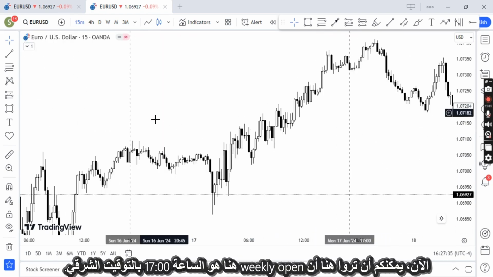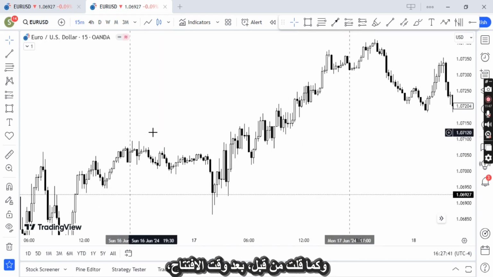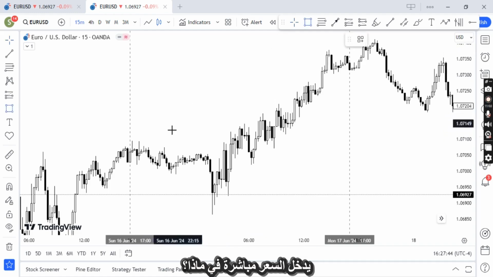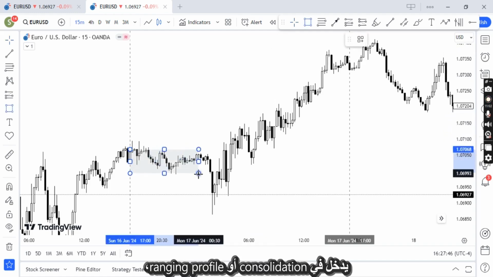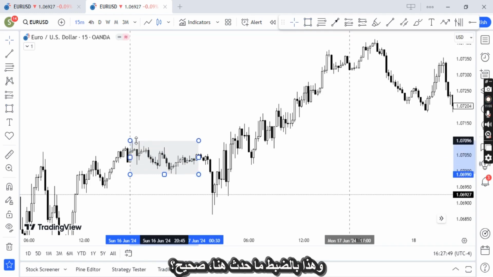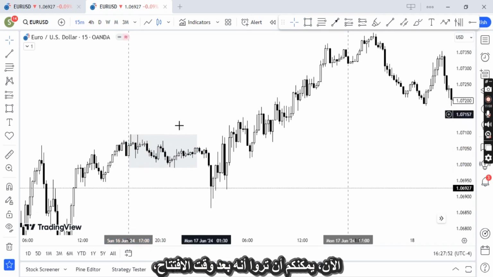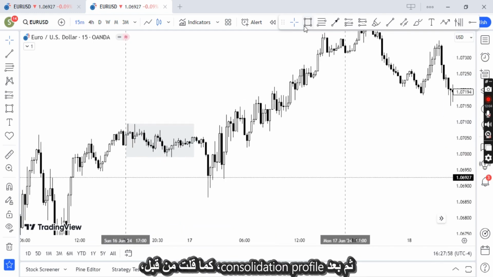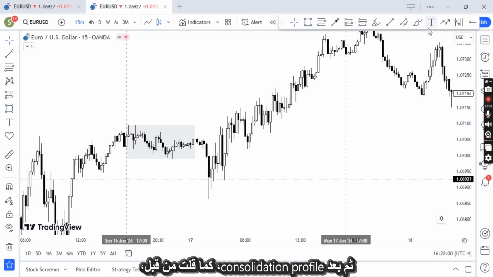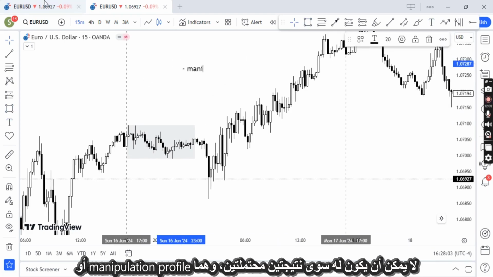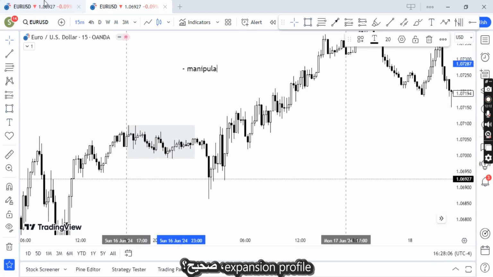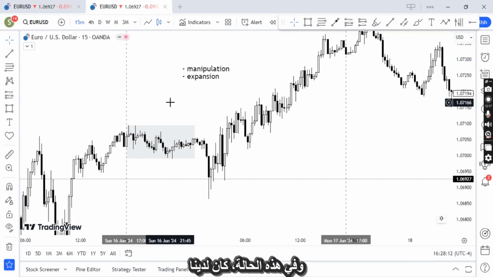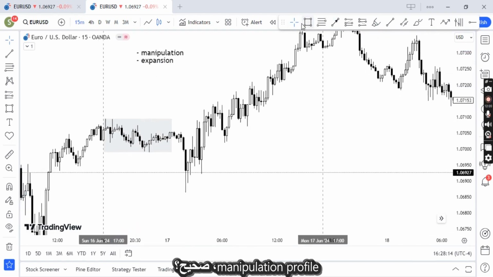Right. Now you can see right here that the weekly open is 17:00 Eastern time, and as I said before, after opening time price straight away goes into what? Goes into a consolidation or ranging profile, and that's exactly what happened here, right? You can see that after the opening time price straight away went into a consolidation profile, and then after the consolidation profile, as I said before, it can only have two possible outcomes, which are a manipulation profile or an expansion profile, right? And in this case we had a manipulation profile, right?